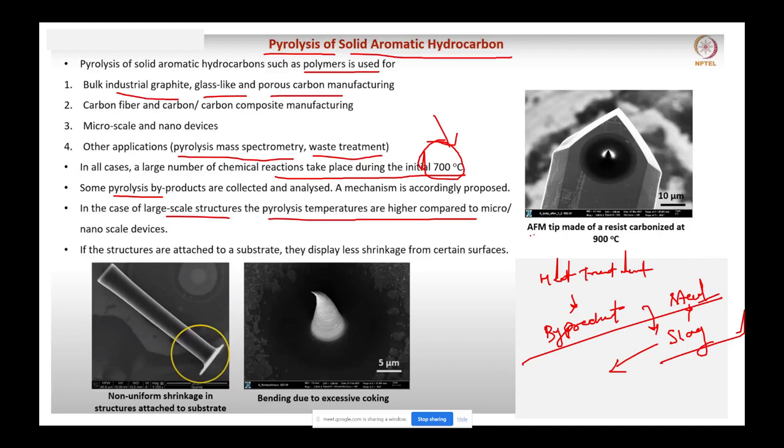Okay, so this is an AFM tip made of a resist carbonized at 900 degrees. You can see this tip. Do you know this? AFM is atomic force microscopy, no? Yes, sir. This is the AFM tip which is used to find the surface roughness of a material.